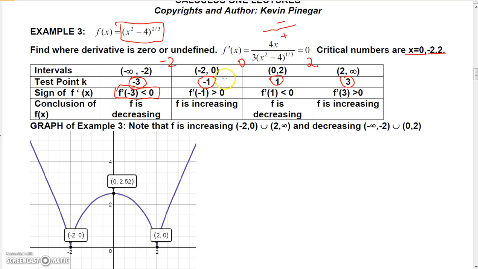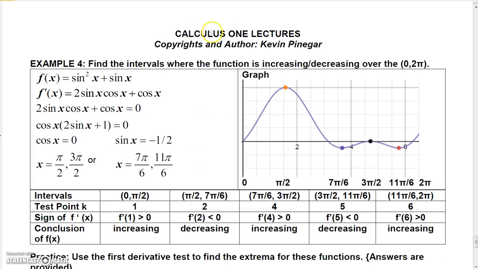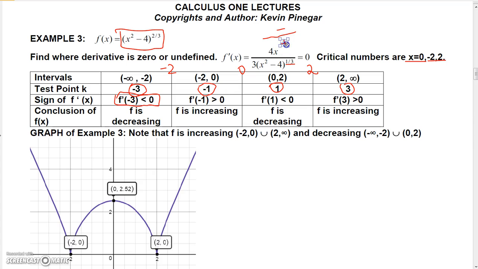Now what about the derivative at negative 1? The numerator is still going to be negative, 4 times negative 1. But if you plug negative 1 in here, you're going to get 1 minus 3, which is negative, and the cube root of a negative is negative. So the bottom's going to be negative. So you're going to have negative on top, negative on bottom. So the derivative at negative 1 is going to be positive.